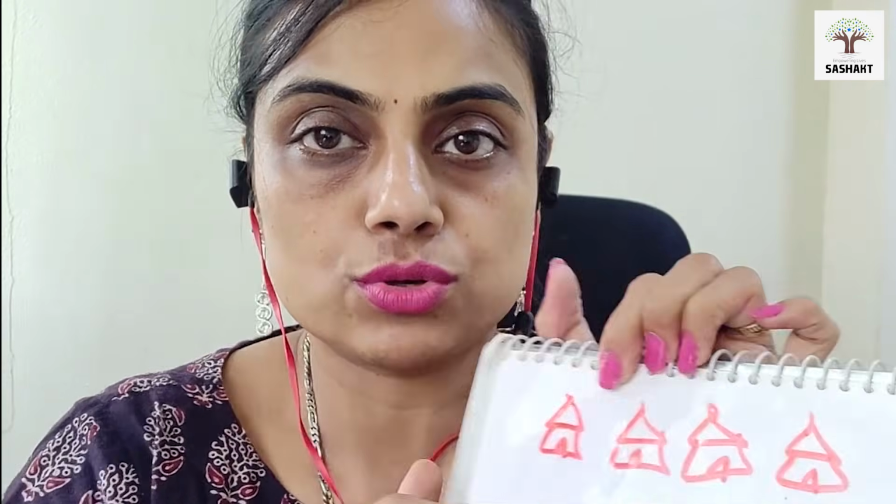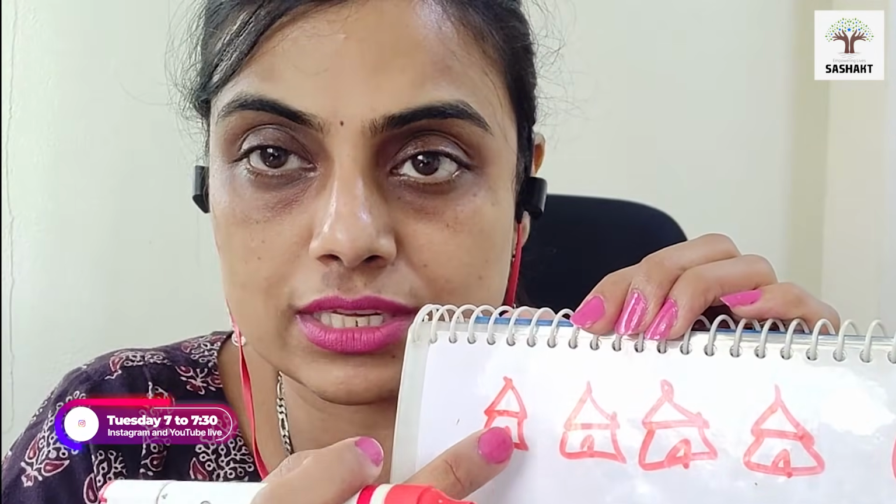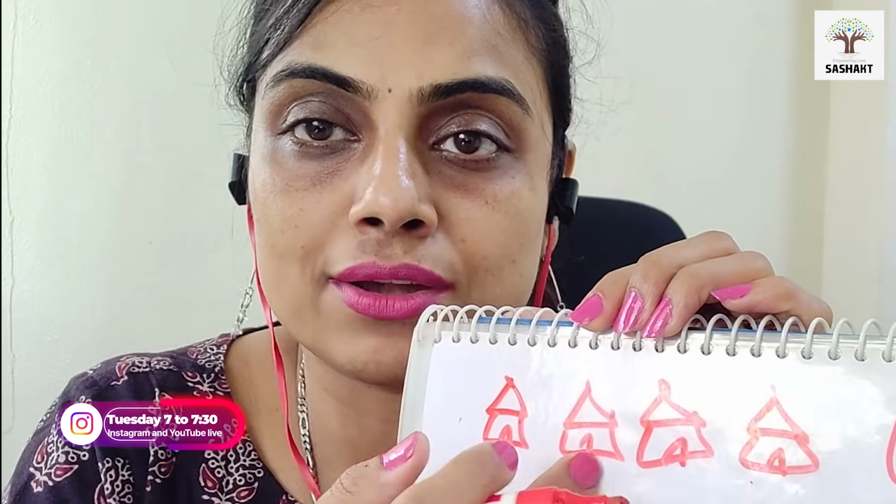First of all, we need to understand that for a child to be able to add value, he needs to know value. Most of the times what happens is that we do a value count like this. We put a box here, and we say, how many, count and write? 1, 2, 3, 4.